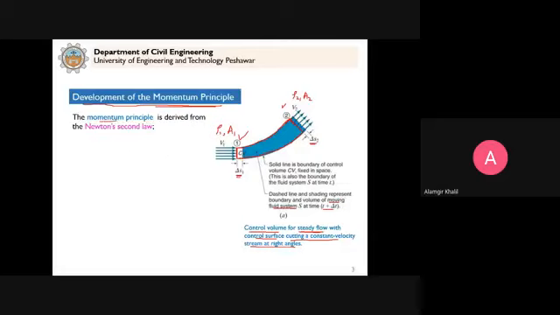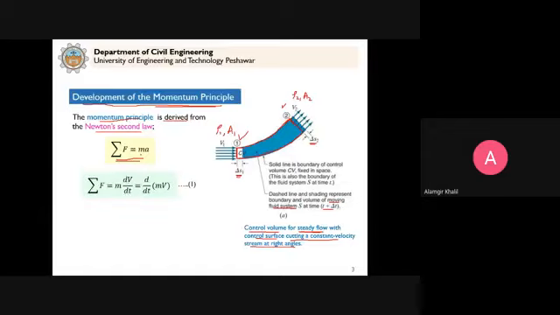The momentum principle is derived from Newton's second law. We will use Newton's second law to derive this momentum principle. And what is Newton's second law? That F is equal to ma. Summation of F, meaning all the forces acting on a body, is equal to mass into acceleration. Clear? F is equal to ma.